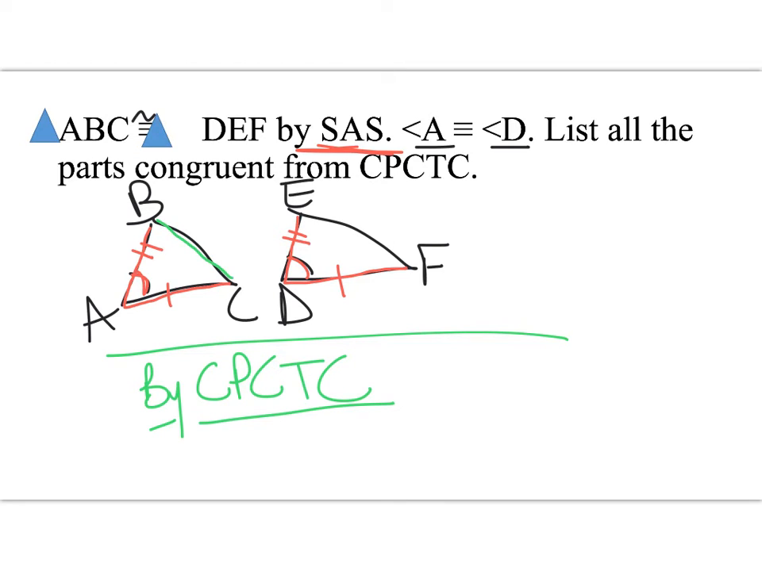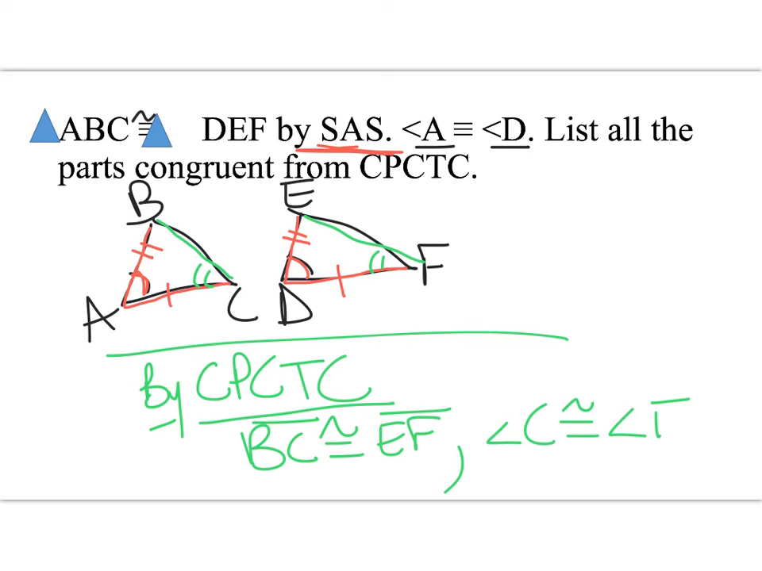For sure, we have another line segment. So BC will be congruent to EF. We also have the angles, the corresponding angles that we haven't stated yet. And one last pair of angles. And that's it. So CPCTC basically just lets us say those other parts we haven't said yet are congruent.